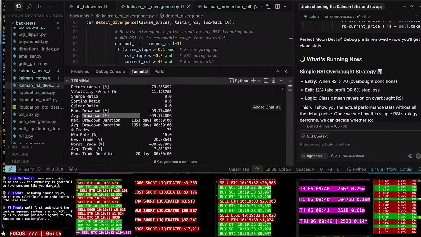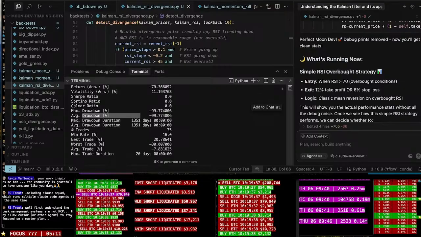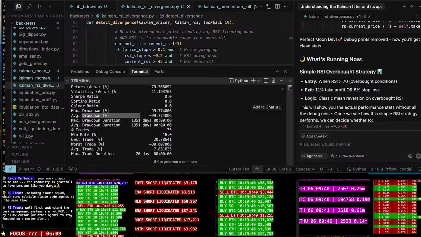Well, first, understand the task managements are not MCP. They allow Cursor or other agents to stay focused on the master plan. Yes, I understand that.